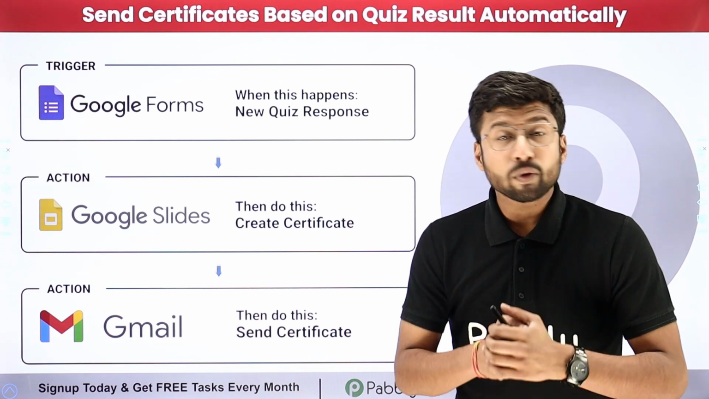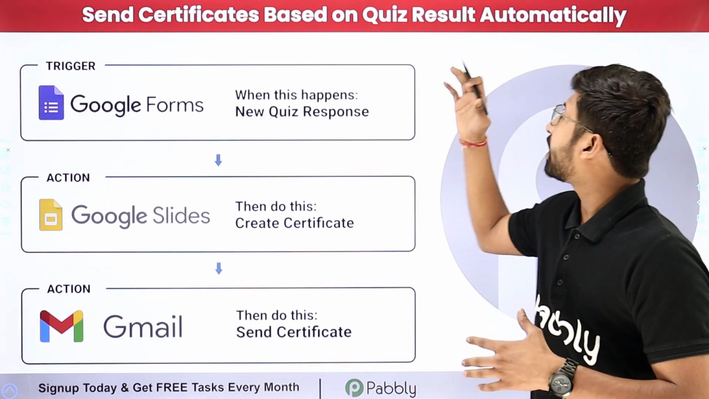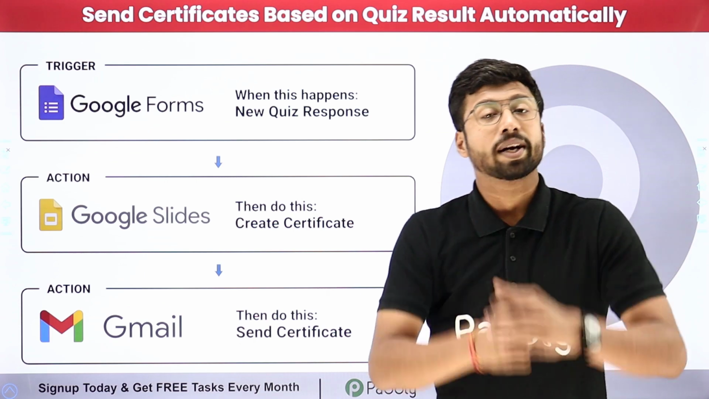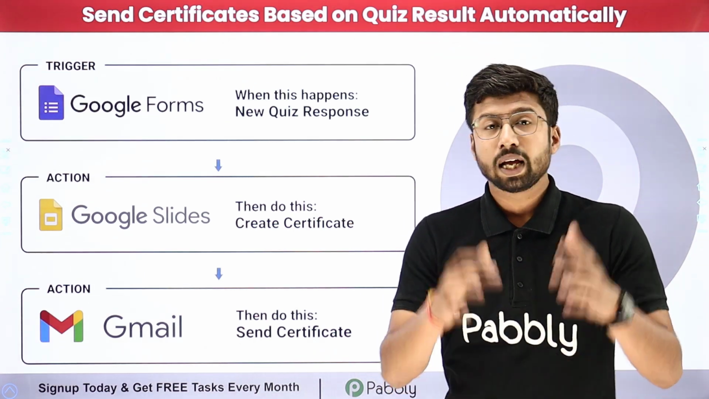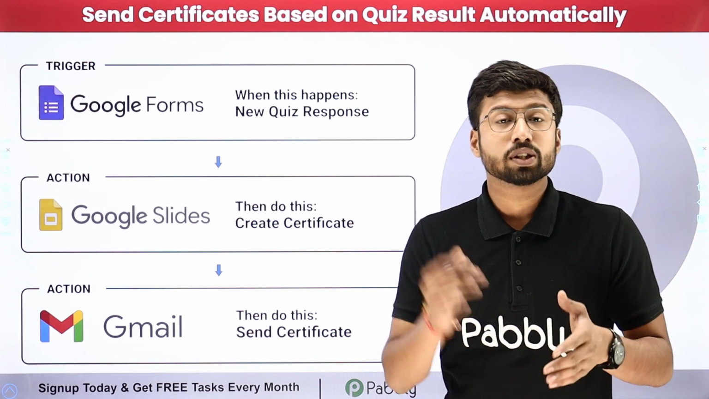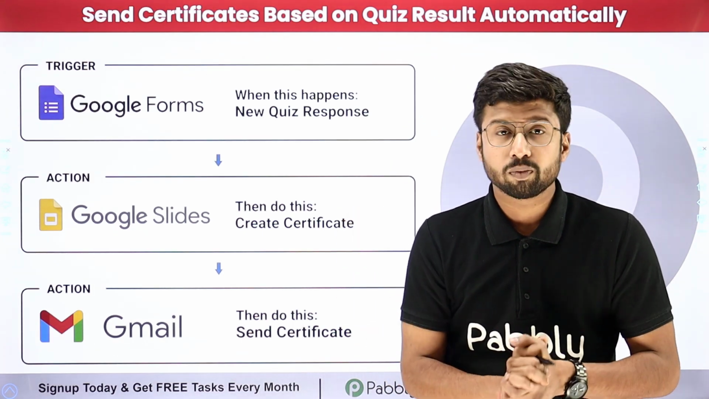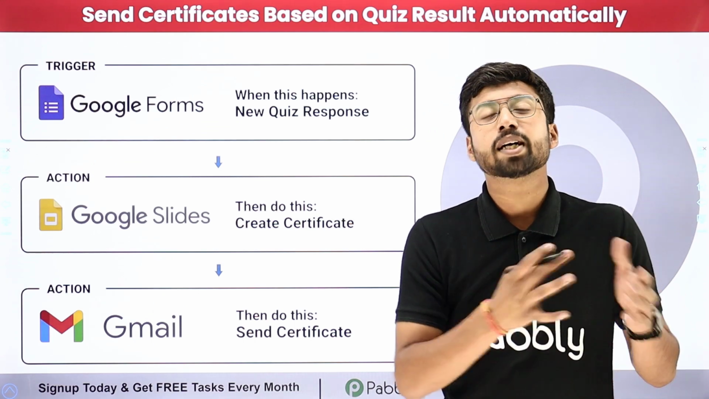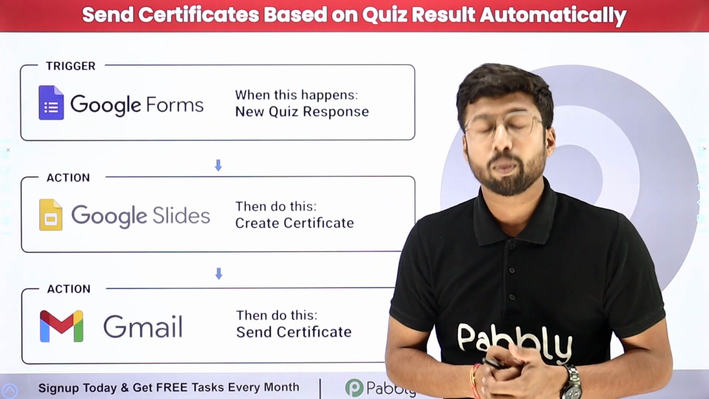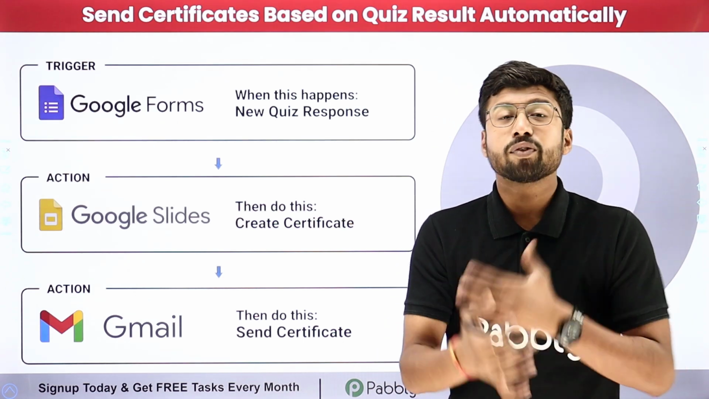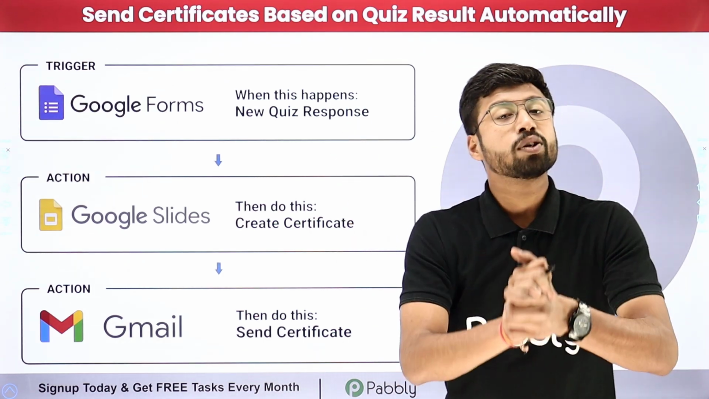So in this video, we are going to learn how to send certificates based on quiz results automatically. Now let's say I have created a quiz form using Google Forms, and in that quiz form, each and every question has some kind of points or marks. And if the student who is attempting the quiz is scoring above a certain amount of points or marks, in that case, I want to generate a certificate for them and send it to them as well.